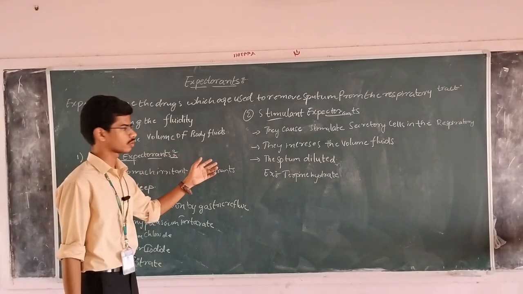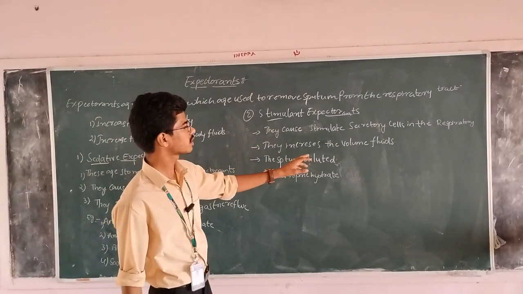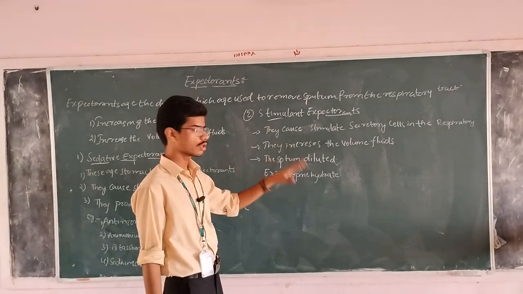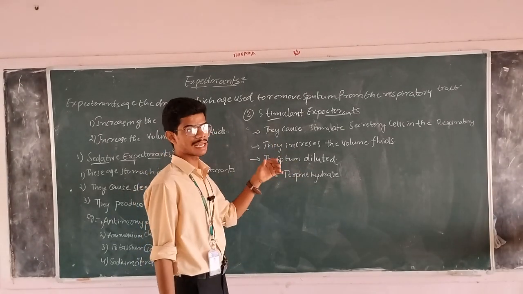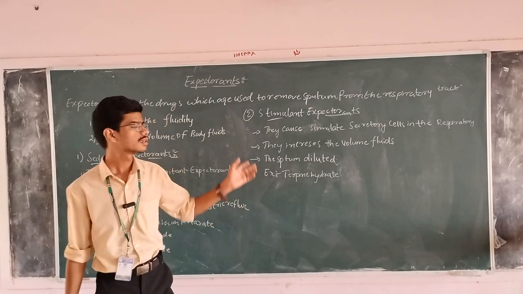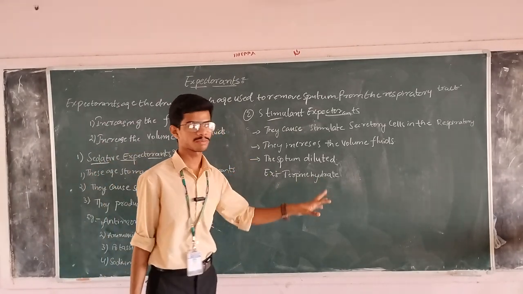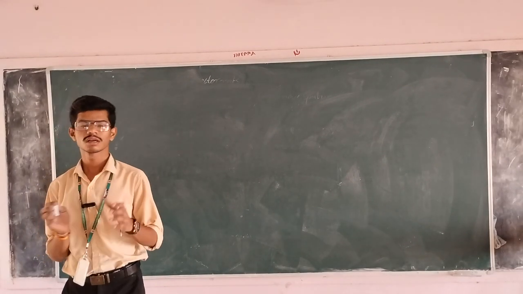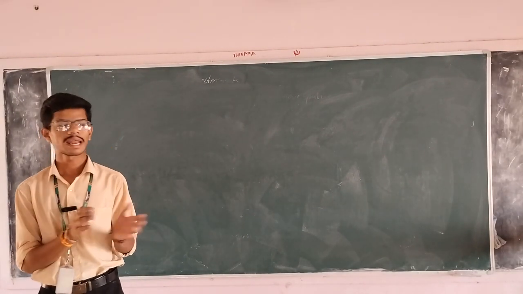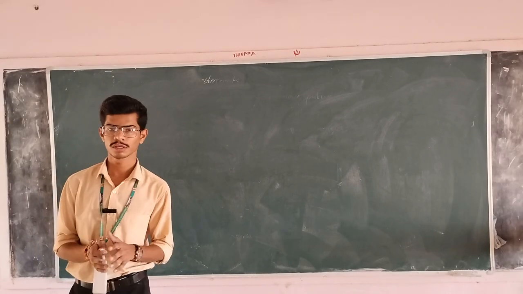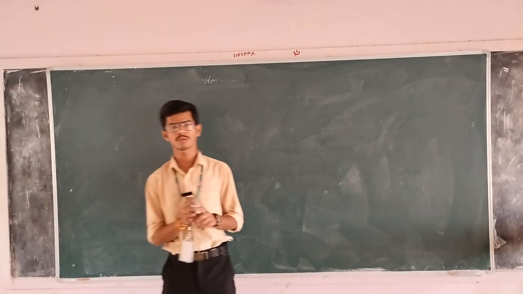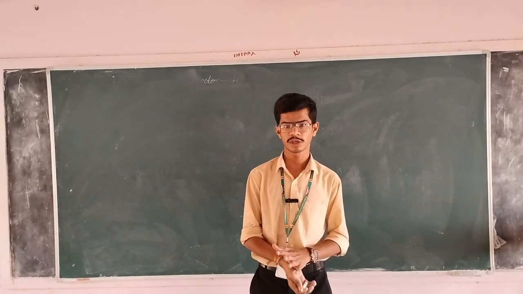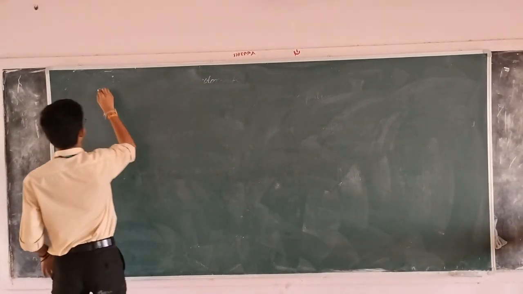And the stimulant expectorants stimulate the secretory cells in the respiratory tract. They increase the volume of body fluids, so the sputum is diluted and gets easily away from the mouth. An example of this is terpene hydrate. Now we are going to discuss the compounds of expectorants, like ammonium chloride and potassium iodide. In our syllabus, the star-marked compound ammonium chloride is important, and the second one is potassium iodide. Ammonium chloride.